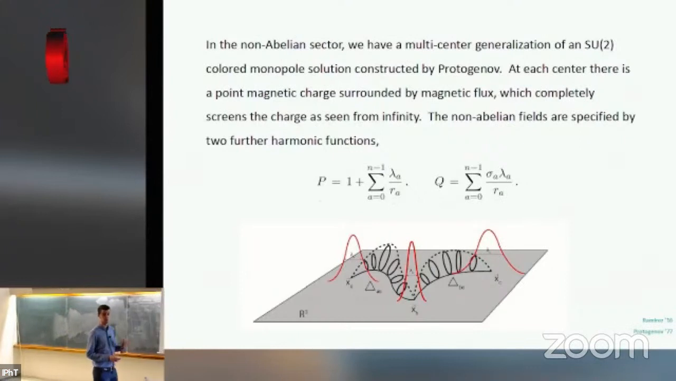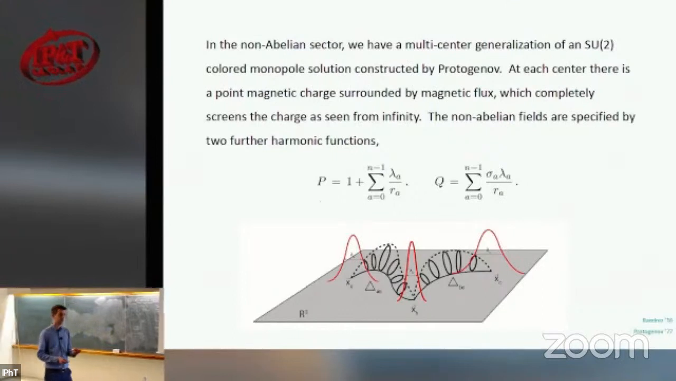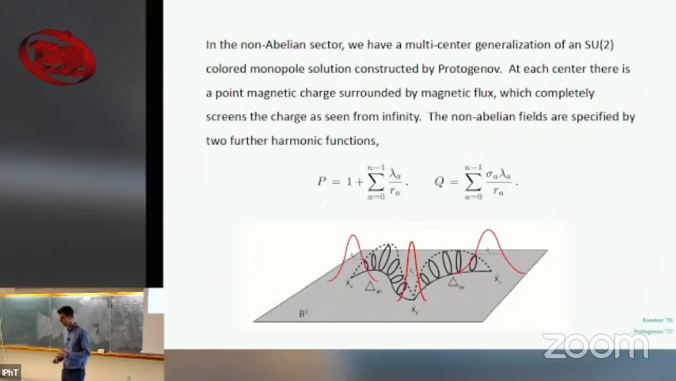So this may not be as familiar, but the upshot for our purpose is that this is not going to change in a substantial way the conserved charges of the solution. It also makes only a fairly minor change to the analysis of smoothness. And for practical purposes, it introduces two extra harmonic functions. These functions will have poles at exactly the same centers that we already chose in the abelian sector. But we have some additional parameters, lambda A in particular, which control the size of these monopoles.